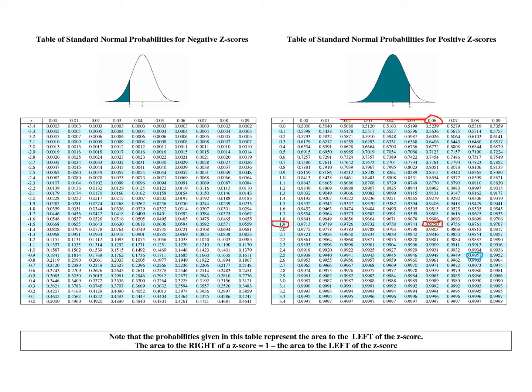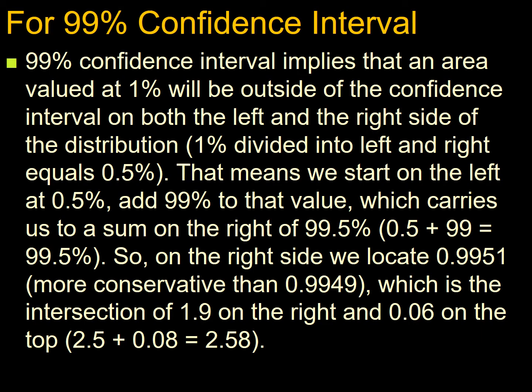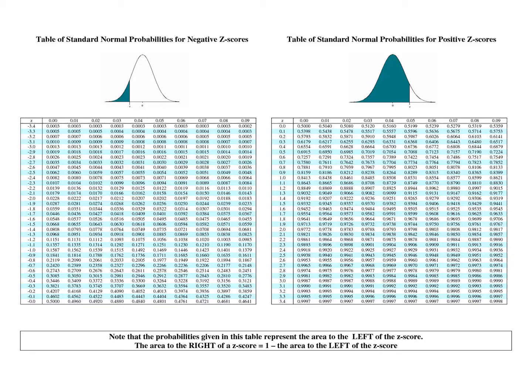So on the right side, we locate 0.995. 0.9951, which is this value here. Now we're looking for 0.995. We cannot find it, only 0.9951. So these are the description I just gave for the 95% confidence interval. This is the description for the 99% confidence interval.